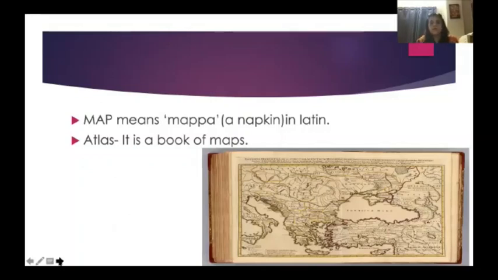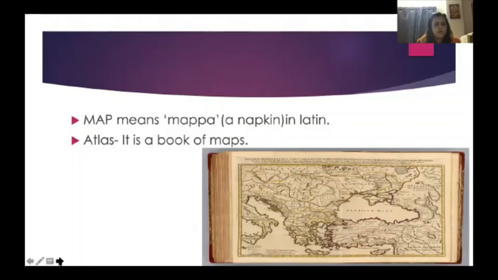Children, the word map comes from the Latin word mappa, which means a napkin. Like a napkin, a map can be easily folded and stored. That's why that word is used for it.